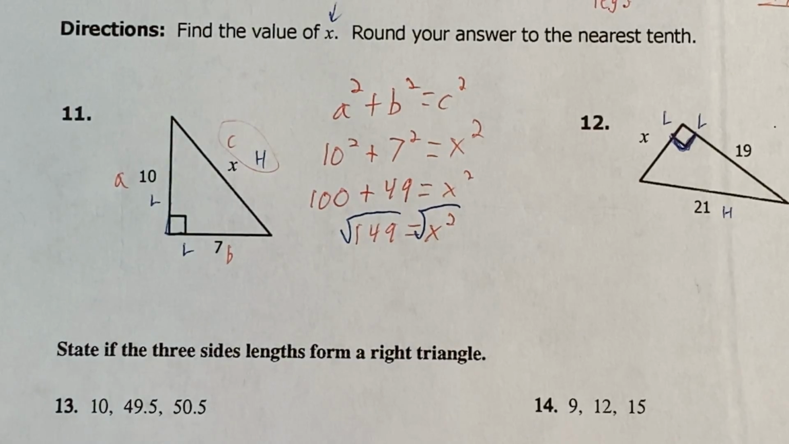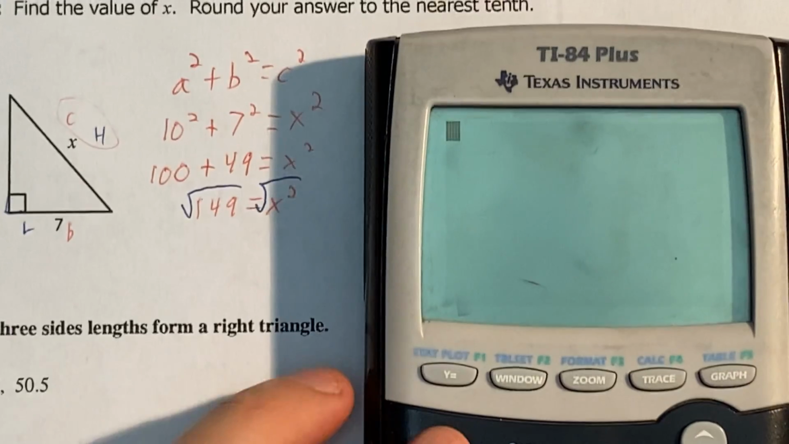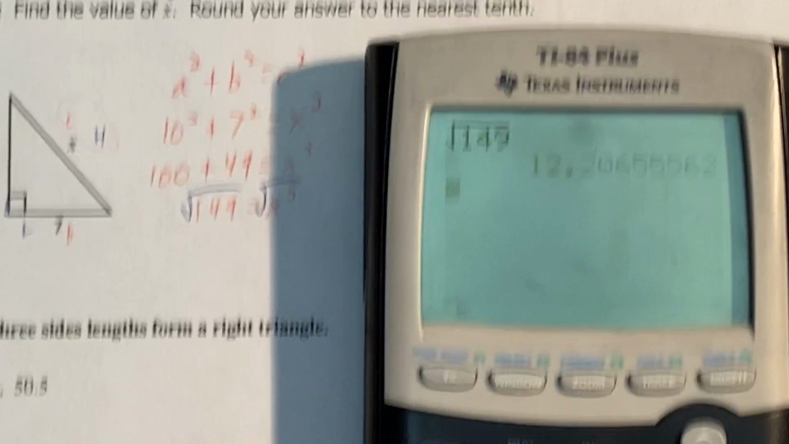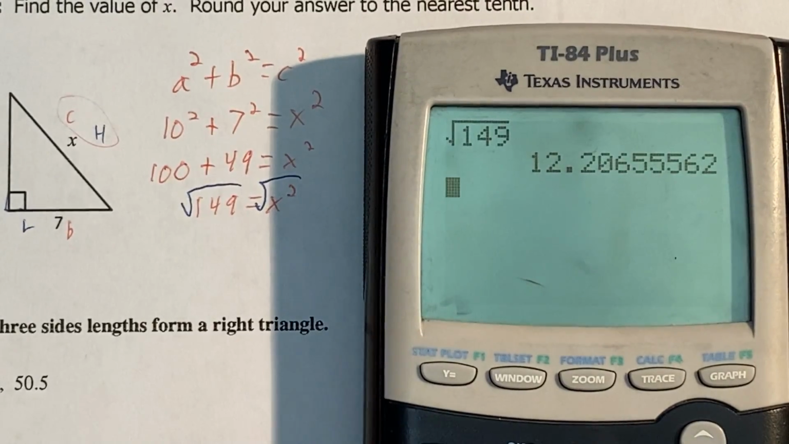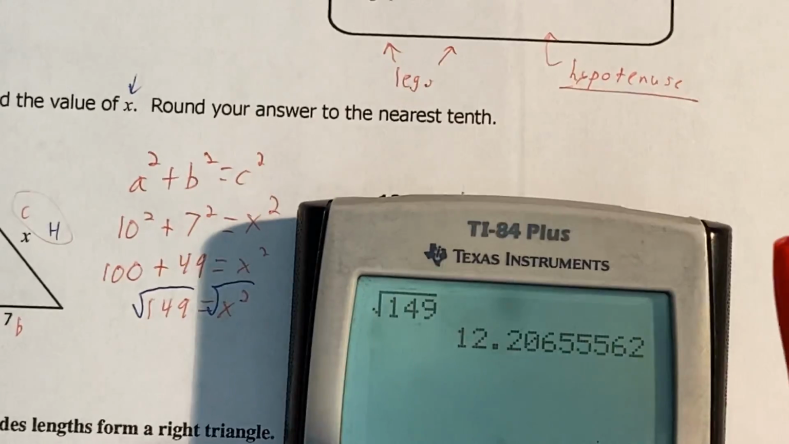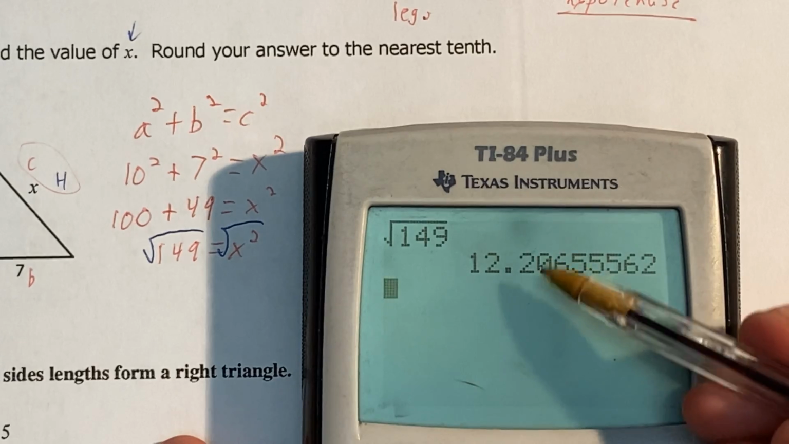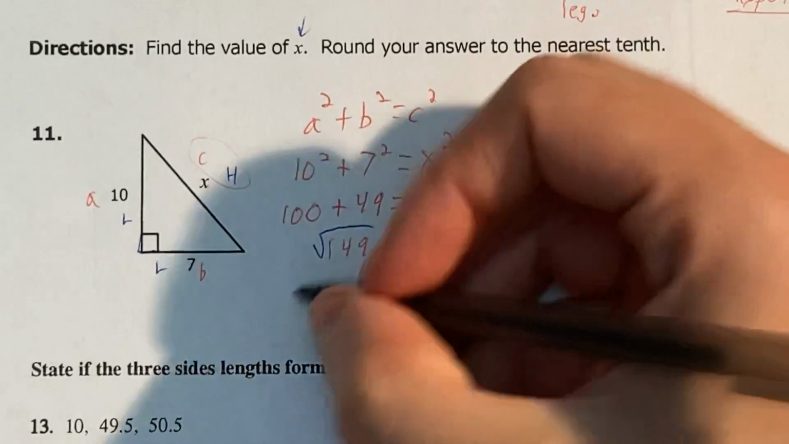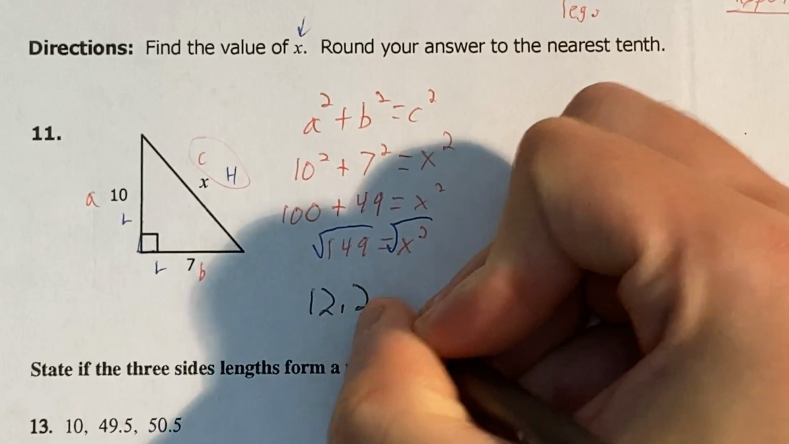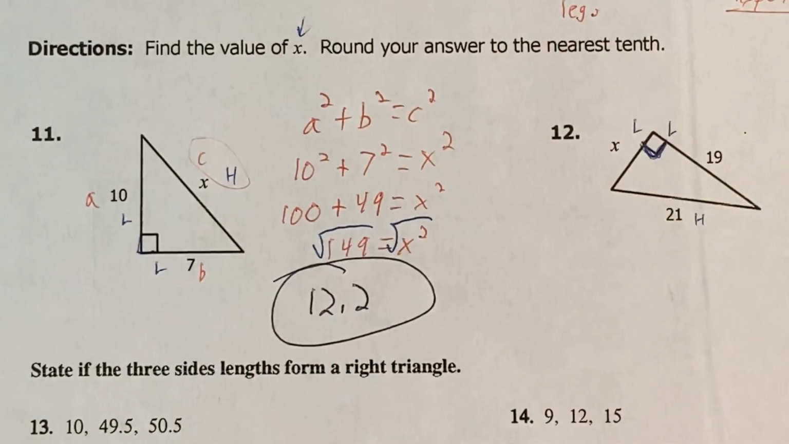So let me get a calculator. There we go. The square root of 149. It says to round to 1 decimal, the nearest tenth. So 12.20, the 0 just means that's going to stay at 2, so 12.2. And that's it.